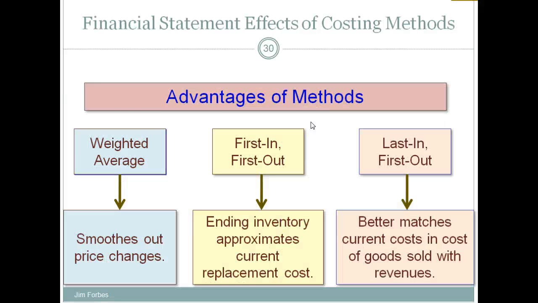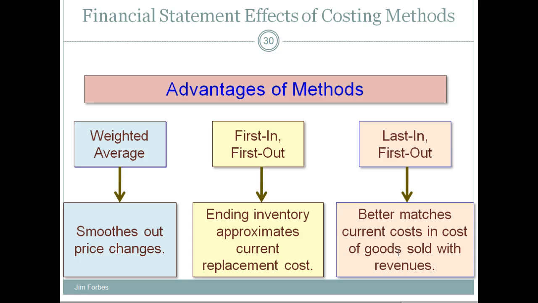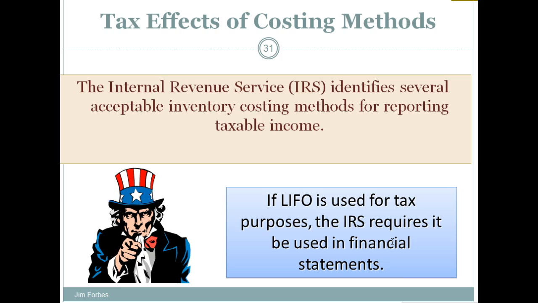Okay, there are some advantages. Why does one company choose one method versus another? Some advantages of the different methods. The weighted average tends to smooth out price changes. Maybe the companies don't want to deal with it and they just want more of a consistent pricing model. In first in, first out, your ending inventory approximates its current replacement cost. And LIFO better matches the current cost of goods sold with revenues. But I'll be honest with you, I find the biggest reason people choose it is actually for the tax reason. We'll get into, well, I guess we're getting into it now, the tax effects of costing methods.